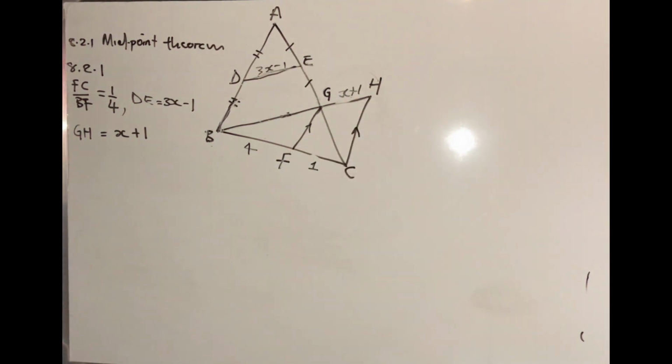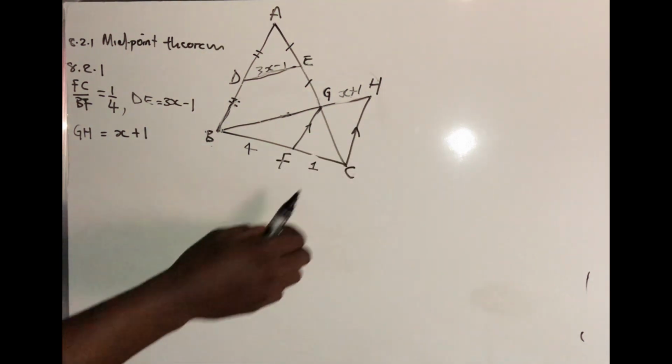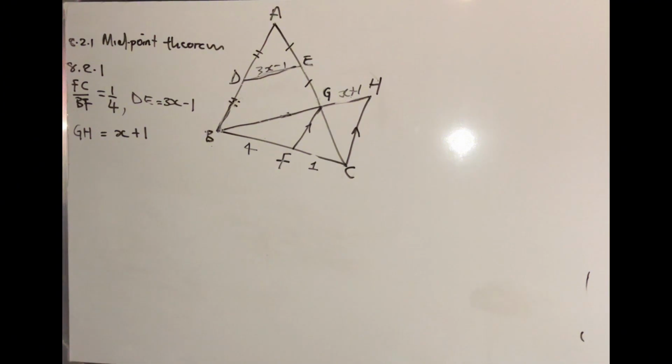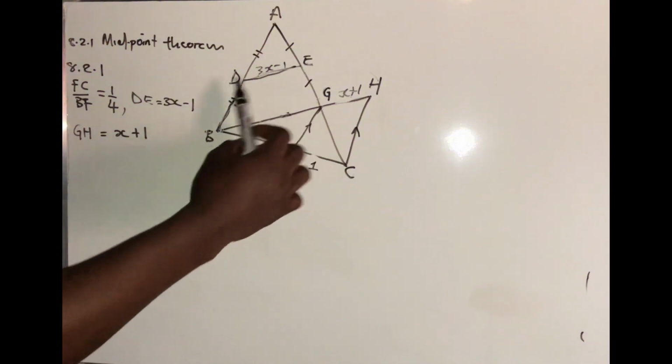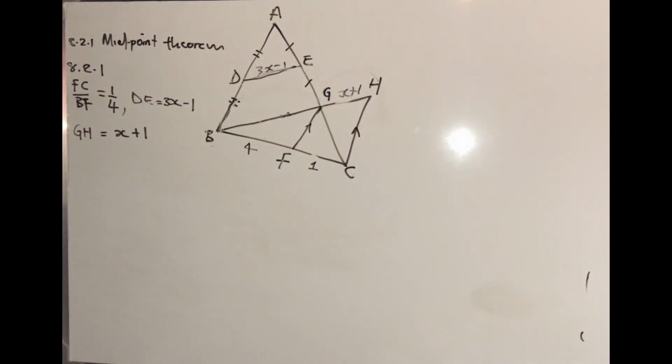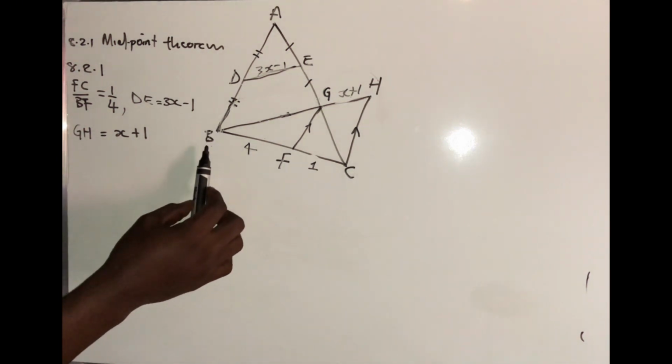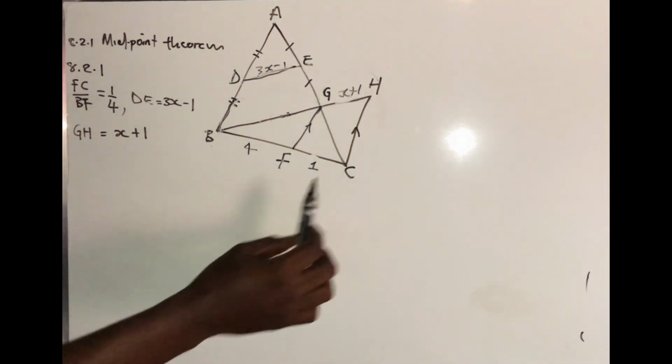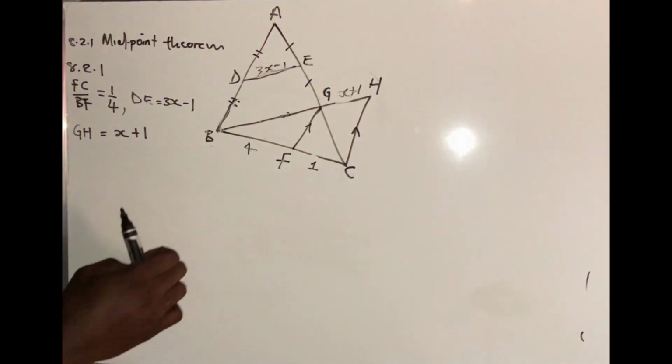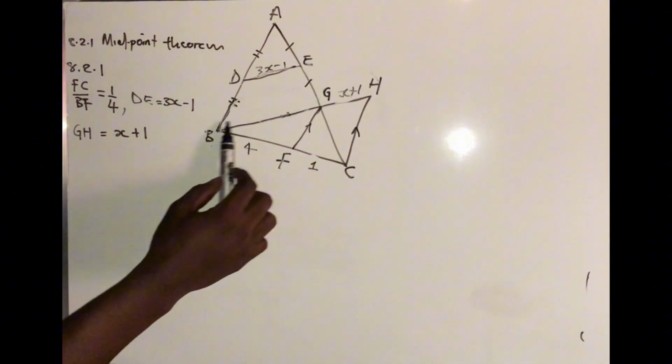X plus 1. That's the size of GH, but it's in a ratio, not the actual size of GH. So now we have to look at the triangle that has the most information. If we look at this triangle ABG, we can see that we don't have the sides. We only have DE. That means we don't have enough information about ABG to use. And now, when we look at this triangle BHC, we almost have everything about BHC, but only this side.